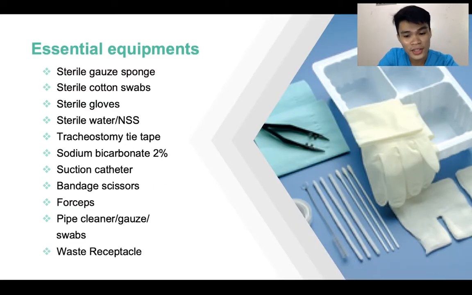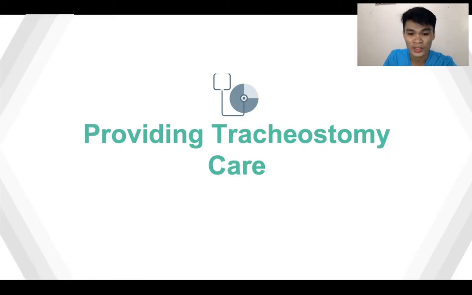Next, the essential equipment. This type of equipment is used for performing tracheostomy care. We have a sterile gauze sponge, sterile cotton swab, sterile gloves, sterile water or plain NSS, the tracheostomy tie tape, sodium bicarbonate 2%, suction catheter, bandage scissors, forceps, pipe cleaner or gauze or swabs, and waste receptacle. Now we are able to understand and identify the equipment being used. We will now proceed to providing tracheostomy care.